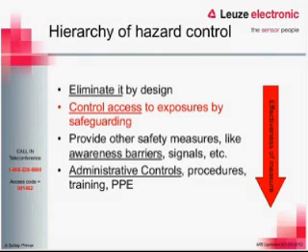So we've also spoken about this before, which is the hierarchy of hazard control. We can eliminate it by design. We can control access. We can provide other safety measures like barriers, signals, paint lines, caution tape, that kind of stuff. Administrative controls, training, personal protective equipment. Today we're going to be talking about controlling the access to the exposures by safeguarding, and then we'll figure out where we need to mount these things, how we can come up with a stop time measurement, and calculate our safe distance.